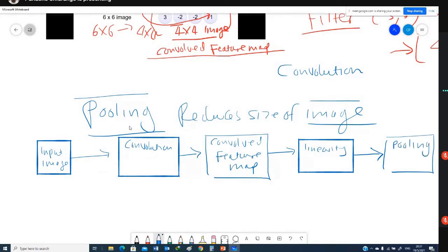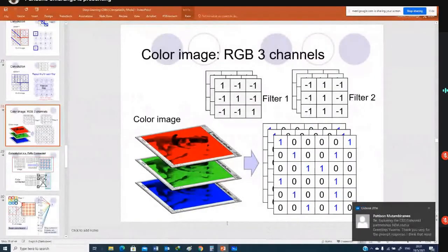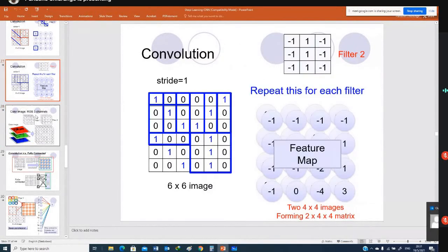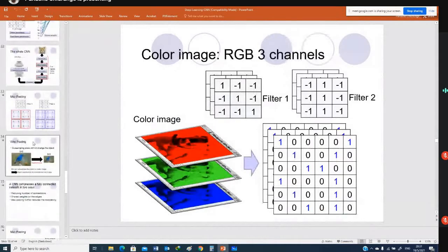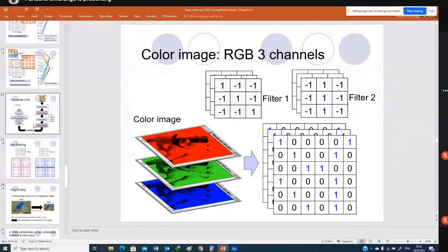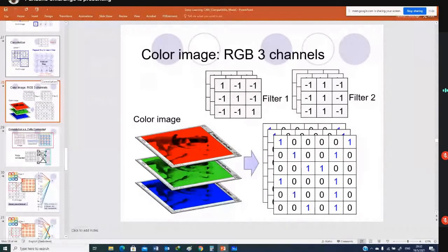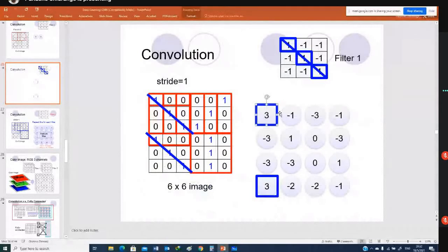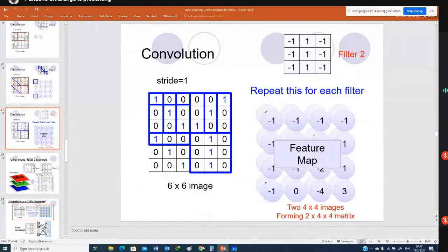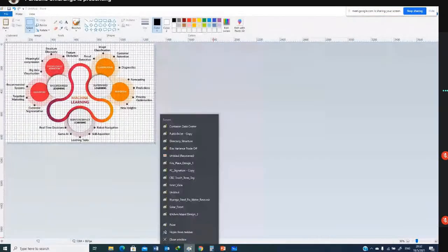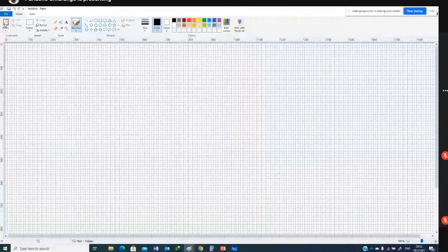So let's see what we mean by pooling, right? So let me go back to the presentation and explain what we understand by a convolved feature map and what we understand by pooling, right? So if we look at the result that we got, okay, so the result that we got.